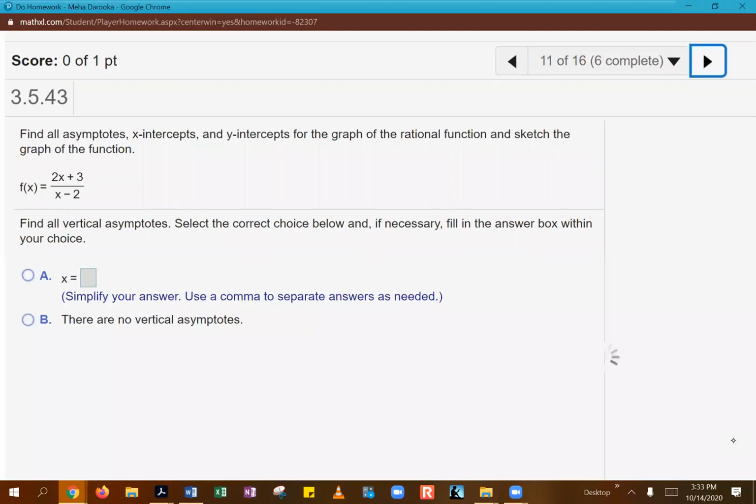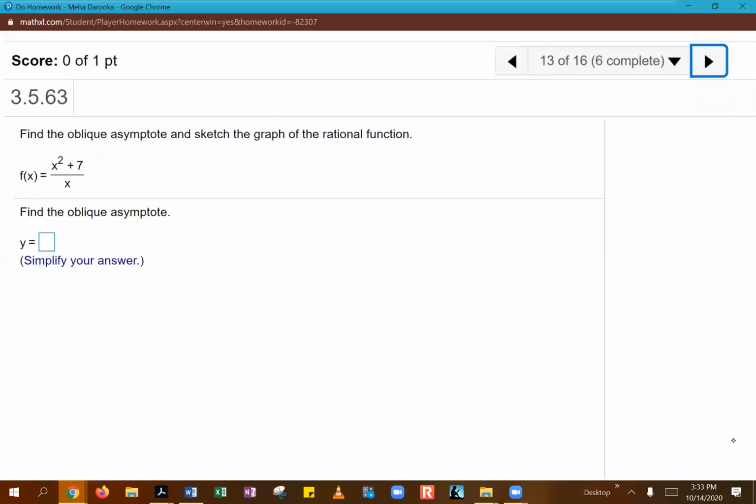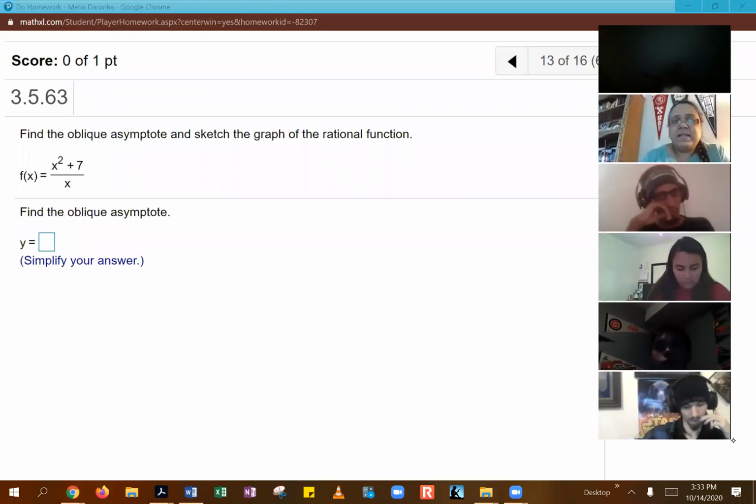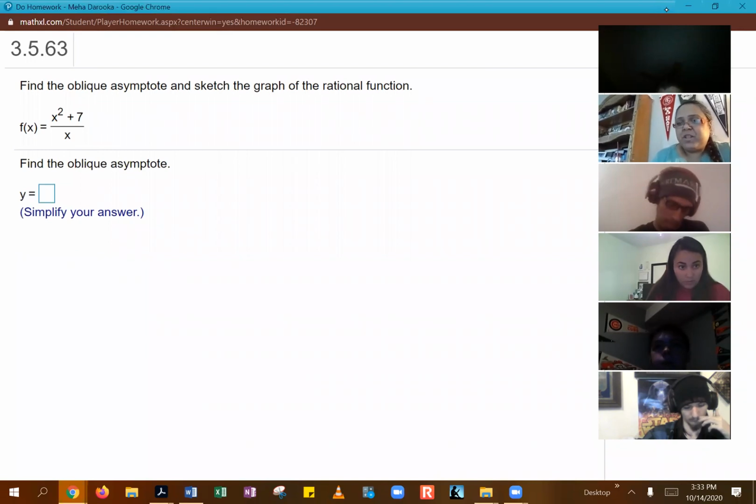So that's kind of what you are going to use here. All of these were examples of having a horizontal asymptote. Now this one is definitely an example for oblique, and you can see they're asking us to find the oblique. Now look at the denominator here. You're only given the variable x. There's no plus or minus number being added.